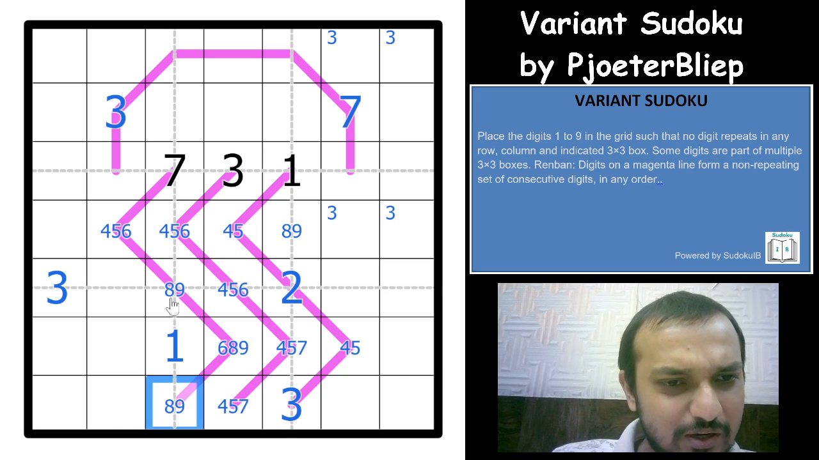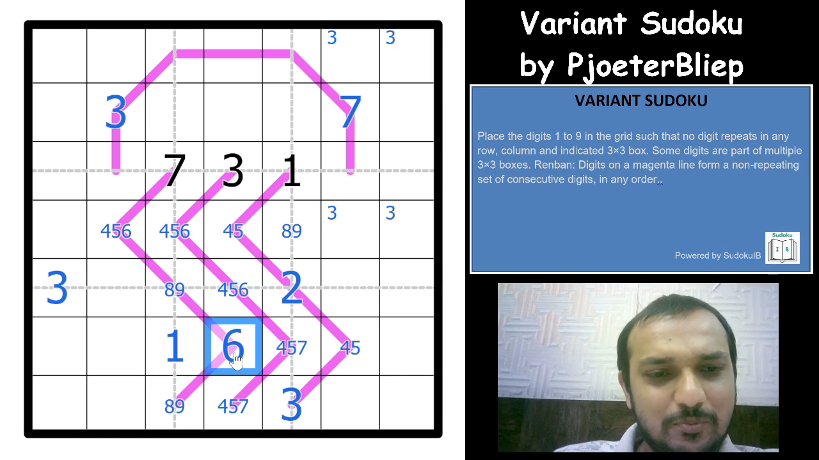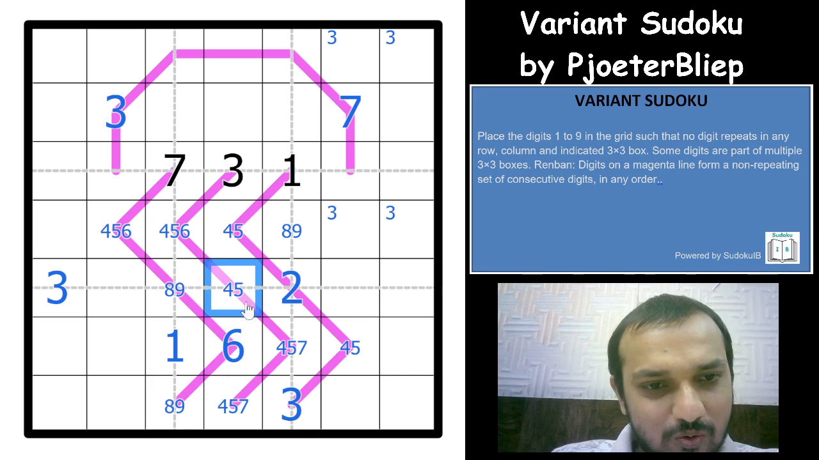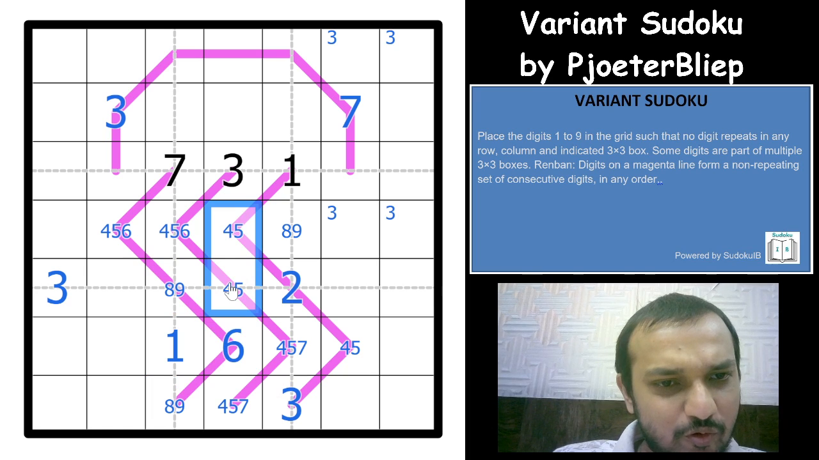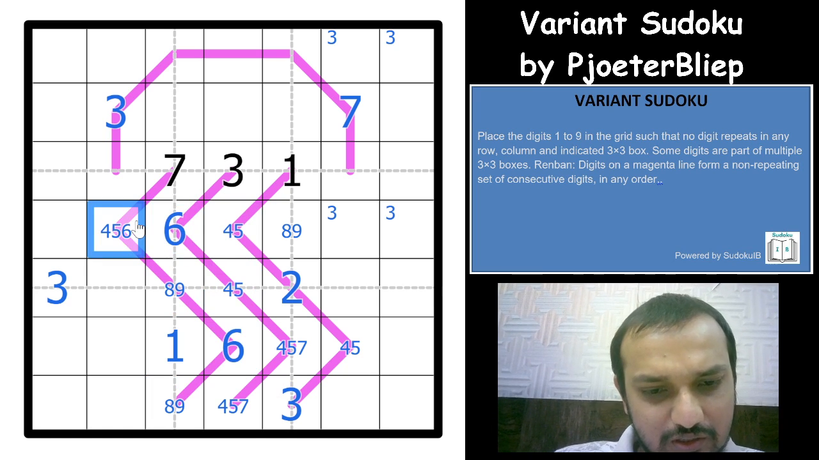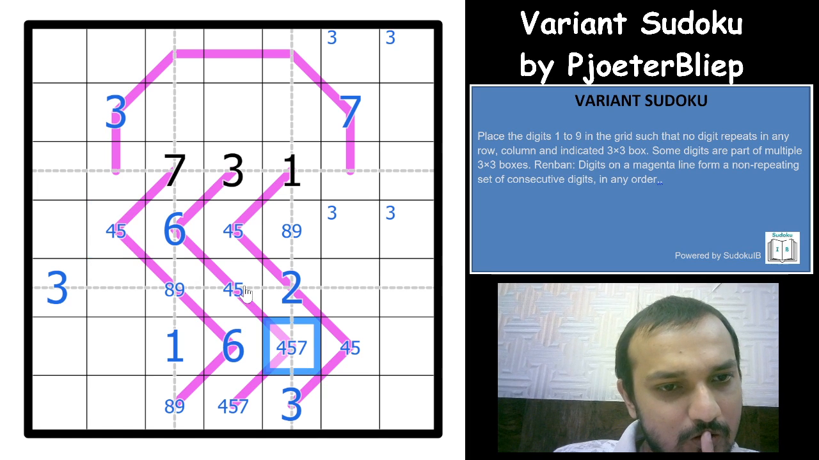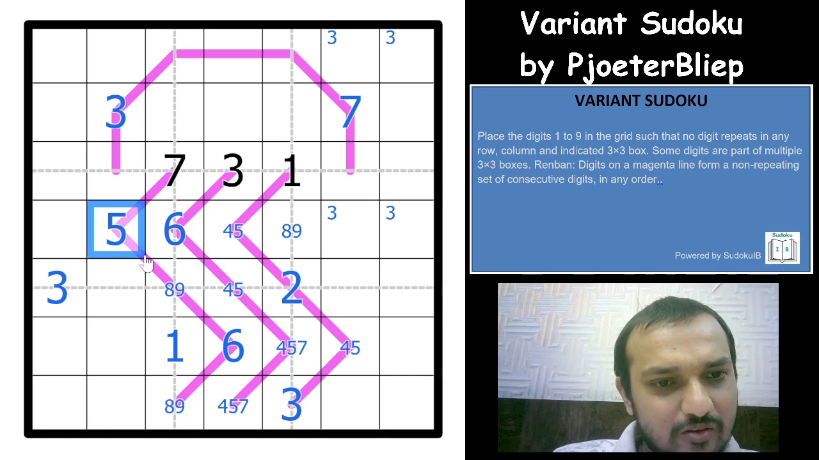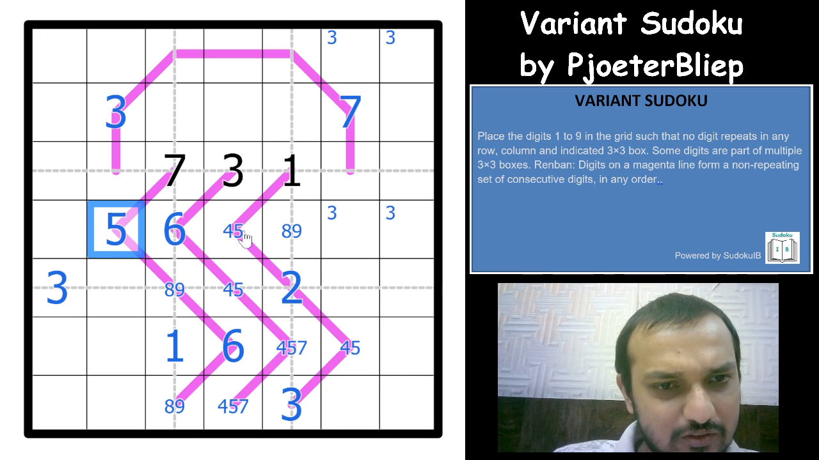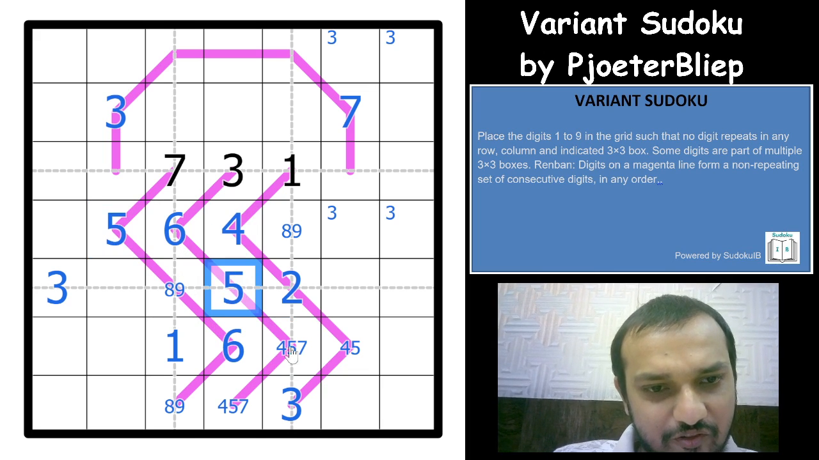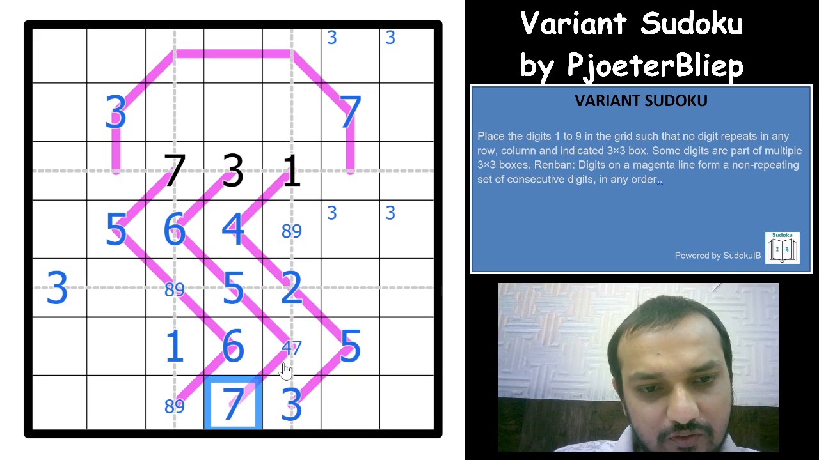So 4 and 5 is eliminated from this cell. You get an 8, 9 pair here, so that becomes a 6 here. Wow, that was amazing. I get a 4, 5 pair here, so that becomes a 6. So it has to be a 5. 5, 6, 7, 8 and 9. So that gives you a 4 here, a 5 here, a 5 here, a 7 here and a 4 here.